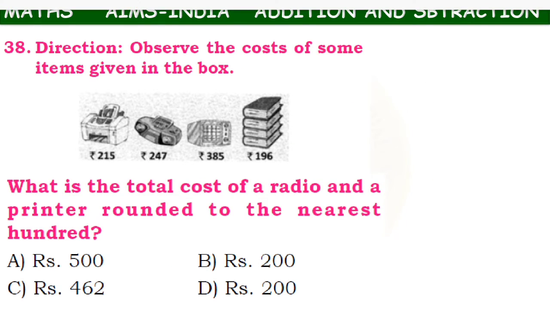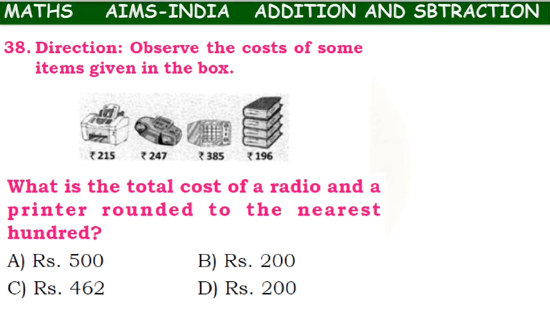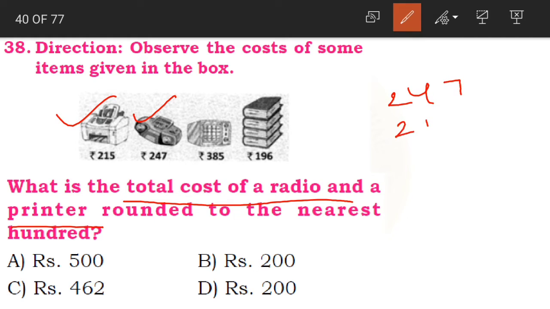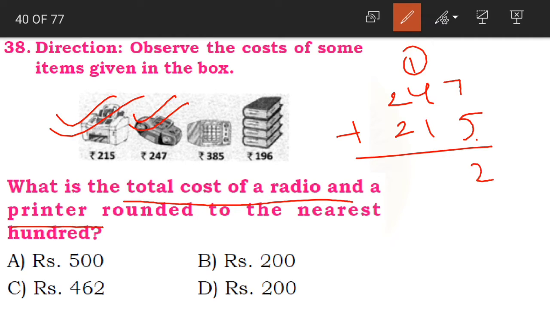Now moving on to question number 38. Here some costs of few items are given. We need to find out the total cost of radio and printer, rounded off to nearest 100. Total cost means what here children? We need to add. Yes, 247 plus 215. 7 plus 5, 12, 1 carried. 1 plus 4, 5, 5 plus 1, 6, 2 plus 2, 4. 462. This rounded off to the nearest 100.